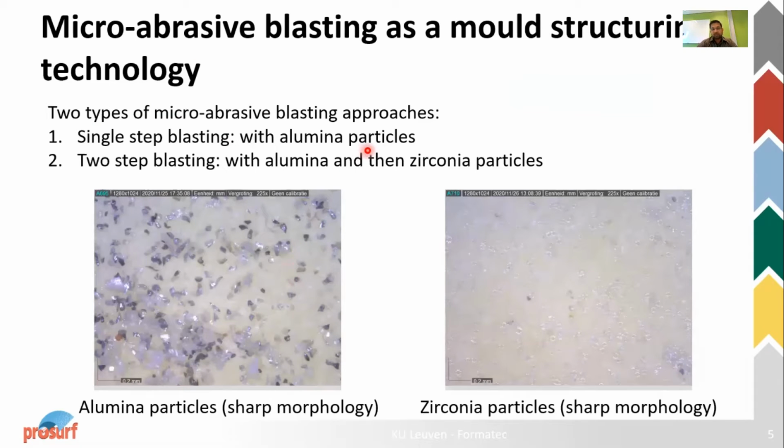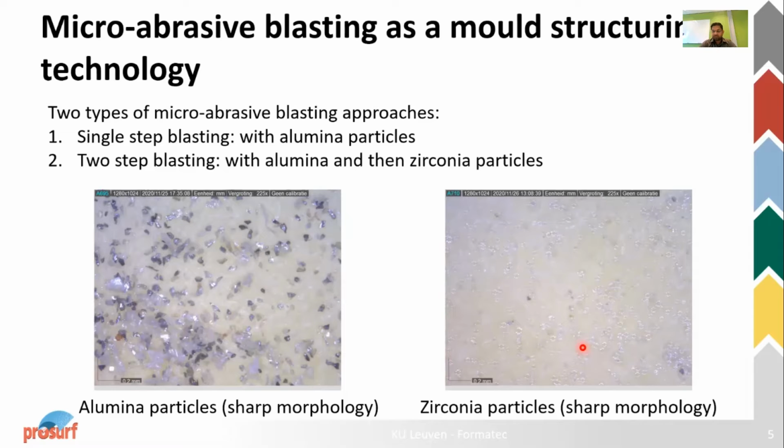The first thing which we applied was microabrasive blasting as a mold structuring technology. To compare what kind of blasting approach is good for our mold, we tried two approaches. The first one was a single step blasting approach where we used alumina particles. In the second, a two-step blasting procedure was used where we blasted first with alumina, followed subsequently by zirconia particles. In these pictures, on the left, we can see alumina particles, which have very sharp morphology, whereas on the right-hand side, we have zirconia particles, which have a less sharp morphology.